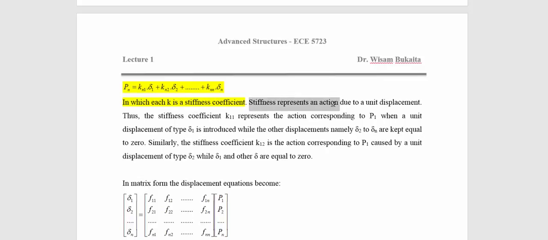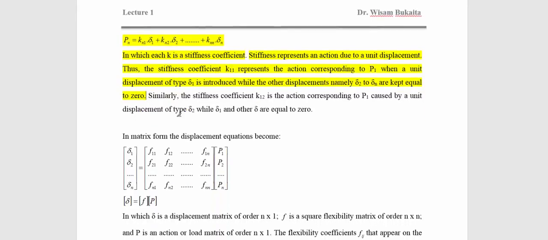Stiffness represents an action due to a unit displacement. Thus, the stiffness coefficient K11 represents the action corresponding to P1 when a unit displacement of type delta 1 is introduced, while the other displacements, namely delta 2 to delta n, are kept equal to 0. Similarly, the stiffness coefficient K12 is the action corresponding to P1 caused by a unit displacement of type delta 2, while delta 1 and the other deltas are equal to 0.